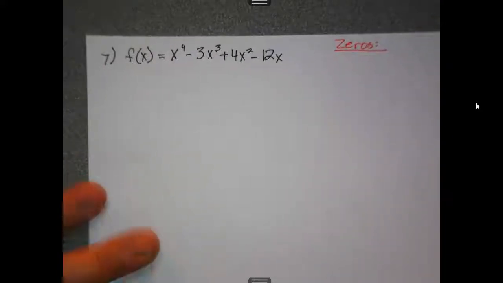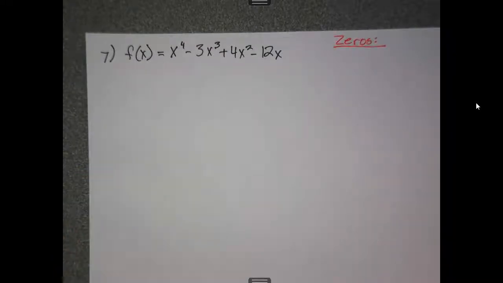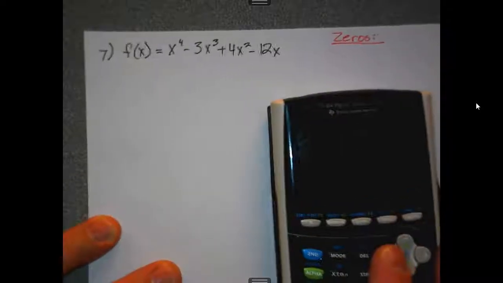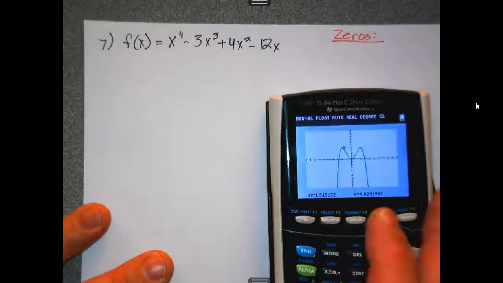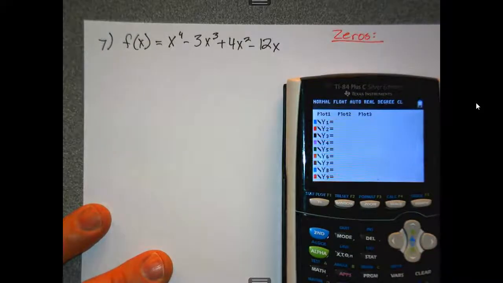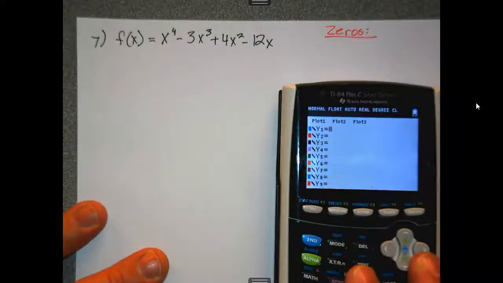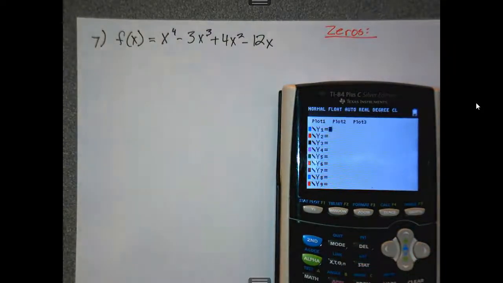What's the first step? What do I do first? I'll give you a hint. Put it in a calculator. Yes, sir. I can't answer that because that would be, I would be.